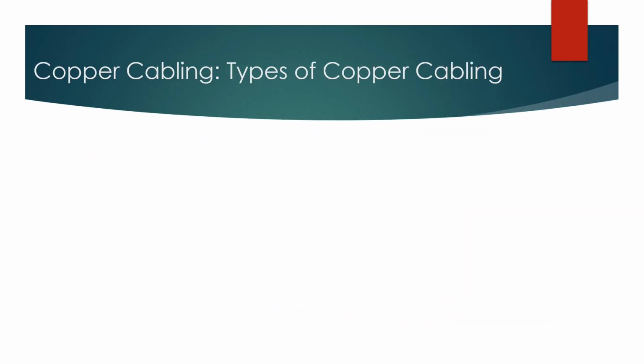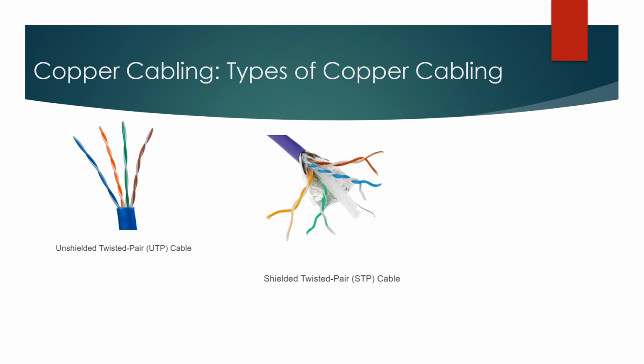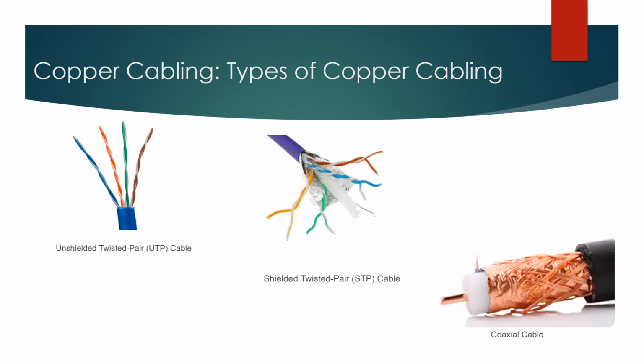As we said before, there are 3 main types of copper media used in networking, and those are unshielded twisted pair, UTP cable, shielded twisted pair, STP cable, and coaxial cable. We will see each of those in the next slides.